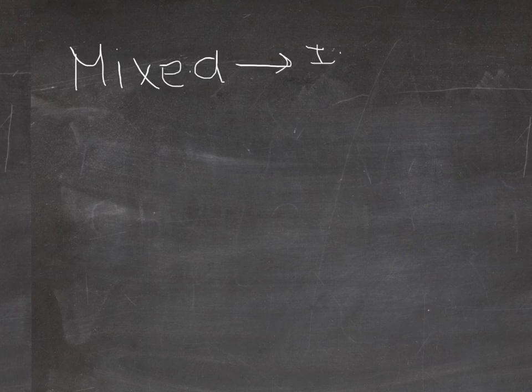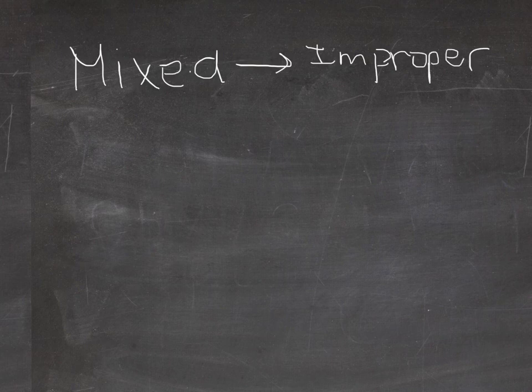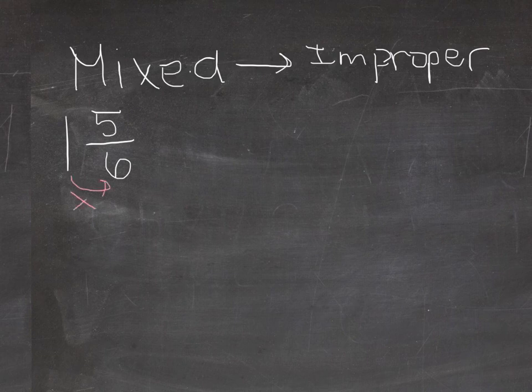So let's look at an example for going from mixed to improper. Say I have this mixed fraction, 1 5/6, and I want to convert that into an improper fraction. So what I do is I take the whole number part, I multiply it by the denominator, and then I'm going to add the numerator, and that's going to give me the numerator of my improper fraction. So 1 times 6 is 6, plus 5 is 11, so this is equal to 11/6, and my denominator remains the same. Let's look at another example.